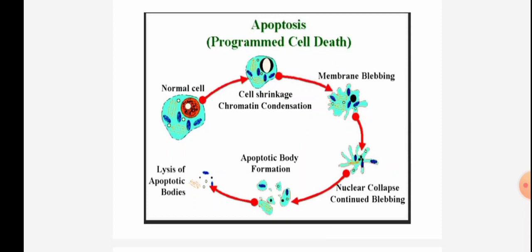This figure shows the apoptosis flowchart, how apoptosis happens, how programmed cell death happens. In a normal cell, cell shrinkage and chromatin condensation occur. Then it leads to membrane blebbing. Then the nucleus collapses and continuous blebbing happens. Then it goes to apoptotic body formation, which means the cell is separated into several bodies. Lysis of apoptotic bodies happens finally.